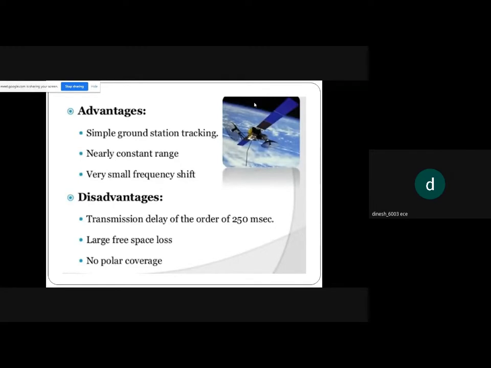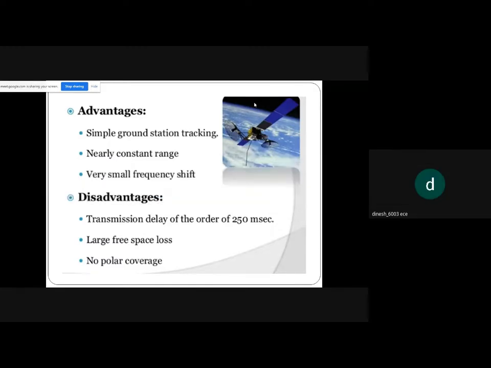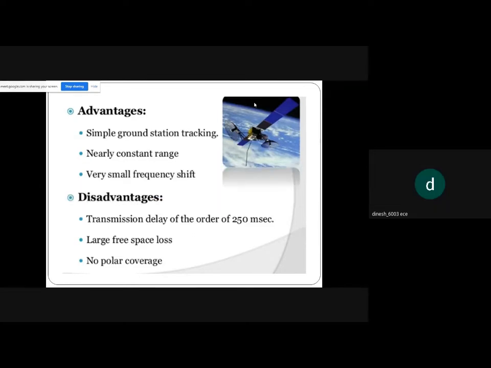Advantages: we can have a very small frequency shift or Doppler shift. We can get the range values nearly constant. So simple ground station tracking can be done easily. Disadvantages: there will be a delay of 250 milliseconds, so you can calculate that. No polar coverage, meaning the polar regions at the North Pole and South Pole cannot be covered by using geostationary orbits. The reason is the obliqueness of the Earth, and we have large free space losses.